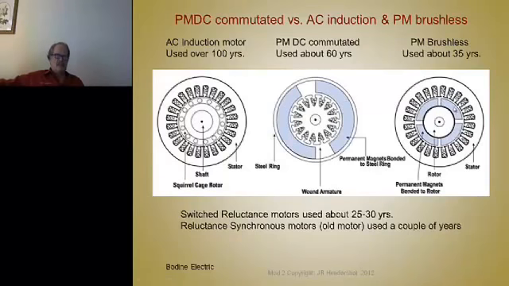We cut this in half and made 4 poles instead of 2. So you got a North Pole here. The flux flows around like this for each one of these. Everybody knows that. You all know that. And this guy's been around over 100 years. This has been around 60, 70 years. The brushless has been around 35, 40 years.